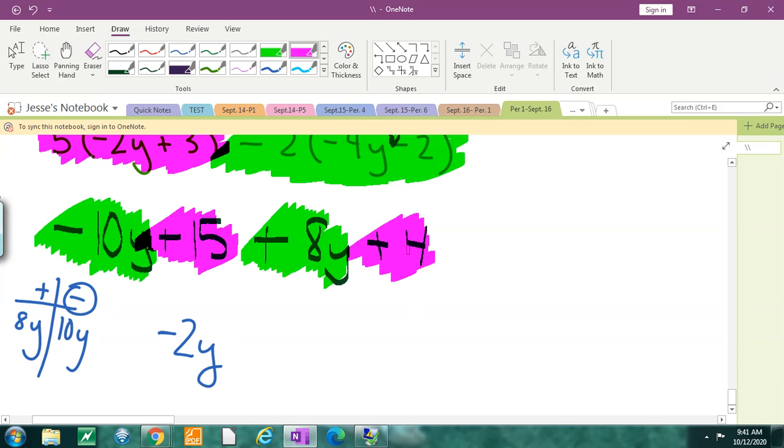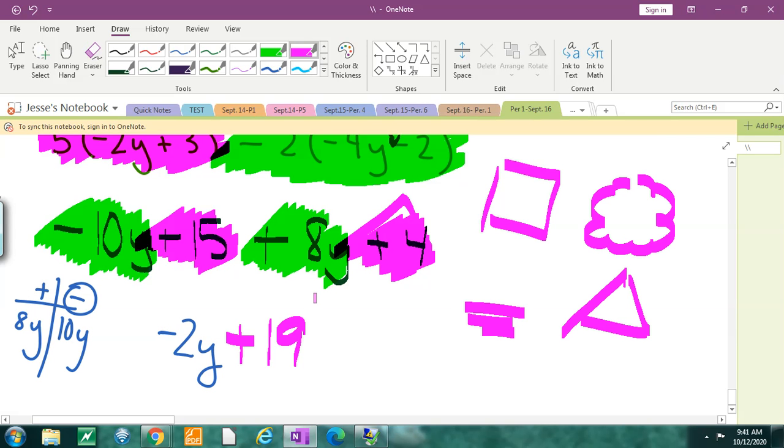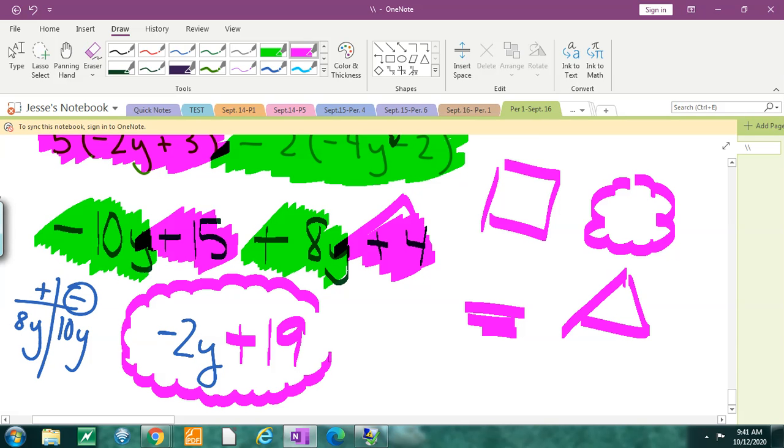See that? Now, if you don't have color pencils, that's fine. You could do boxes. You could do shapes like that. You could do lines. You could do triangles, whatever. So 15 plus 4 is 19. Do I combine these? No, we don't combine them. And that is your answer. Cool. So far, so good. All right. Let's go ahead and do one more.